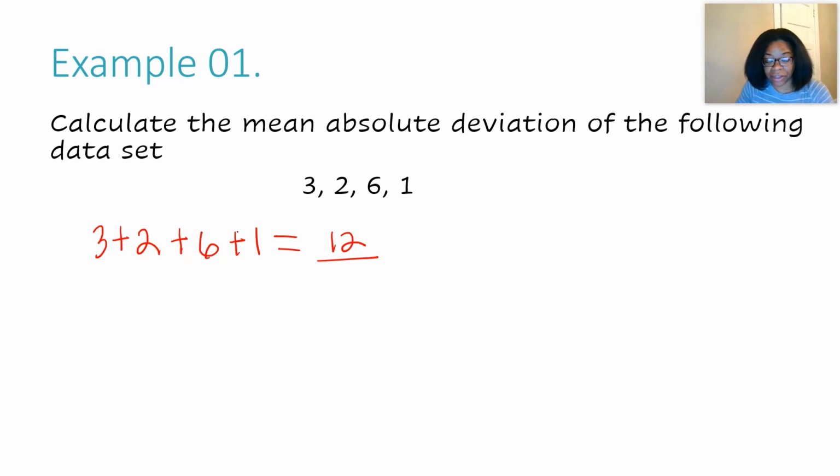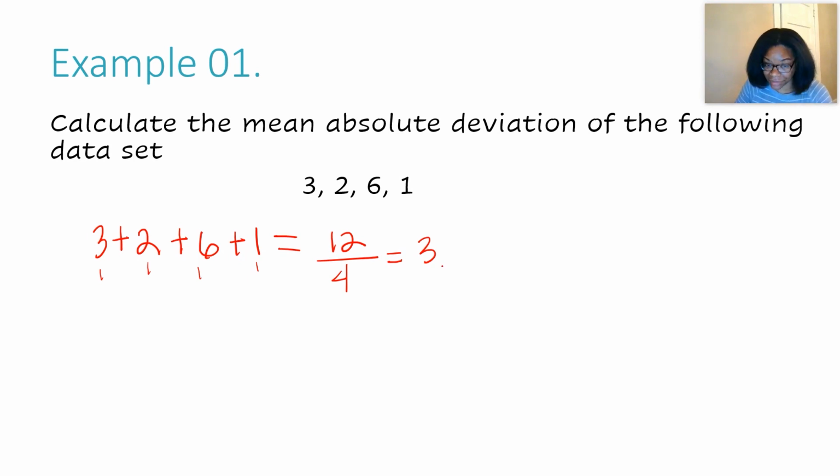When you're calculating the mean, if you remember, the next step you take is to divide your sum by the amount of numbers that you have in your data set. And we have 1, 2, 3, 4 numbers in this data set. So I'm going to divide 12 by 4, and I'm going to get 3. Okay, so that's a regular average or mean. Okay, you should already know how to do that.